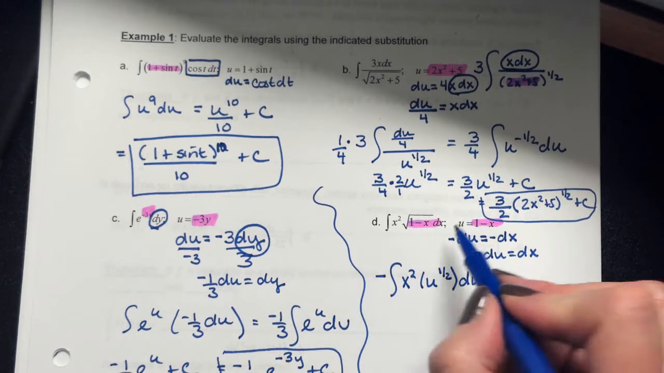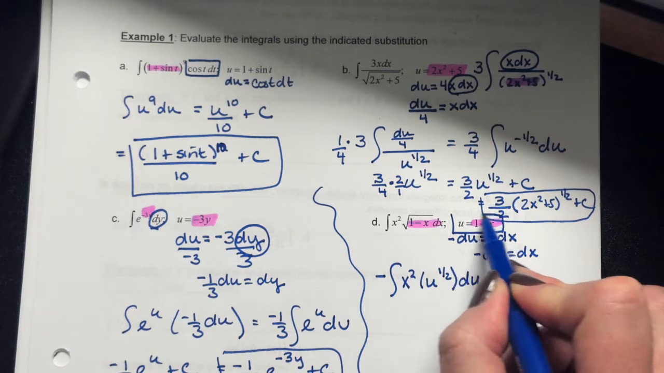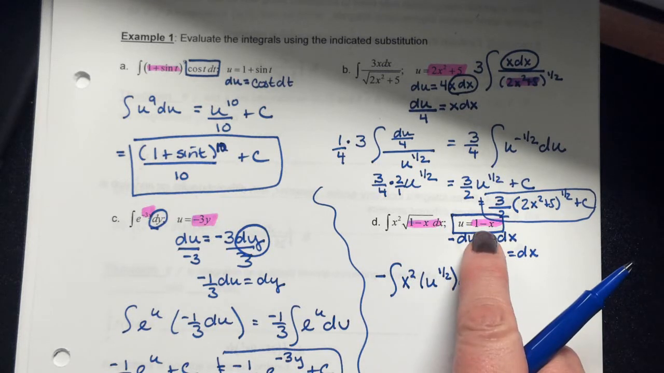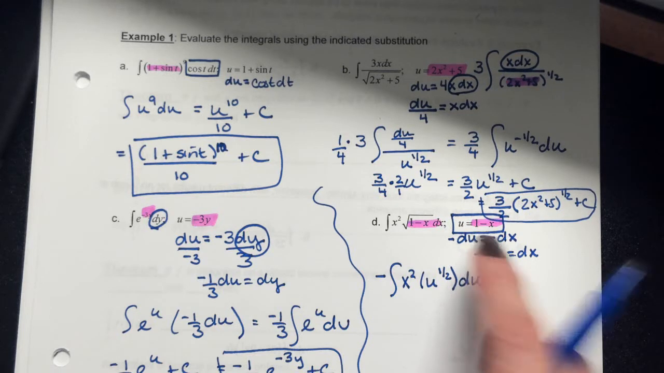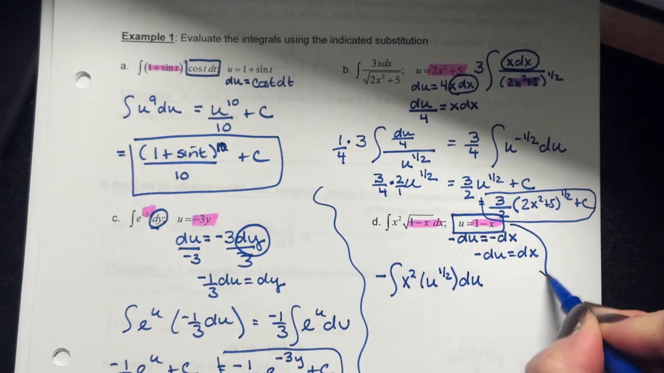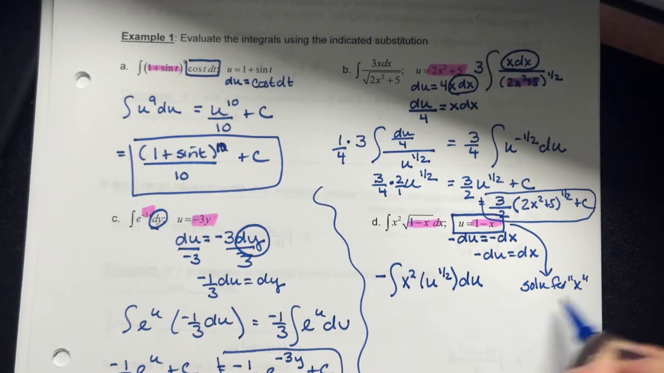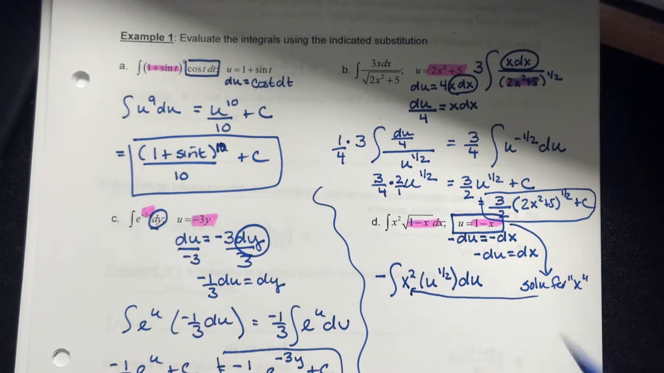Well, this is where sometimes you have to do some manipulation with what you've set u equal to. U is equal to 1 minus x. So somehow I have to rewrite x in terms of u. Any thoughts on how I can use this u equals 1 minus x to help me? Solve for x, exactly. So I'm going to have to solve for x to help me replace x squared in terms of u.